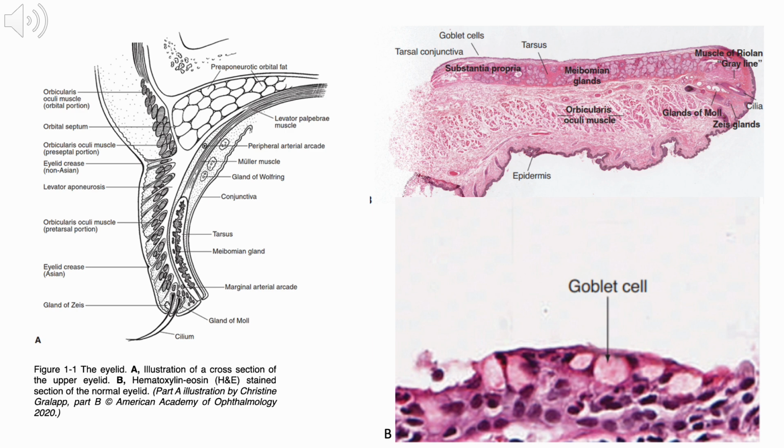On the left, we have a detailed illustration highlighting key structures like the orbicularis oculi muscle, levator aponeurosis, Mueller muscle, and the meibomian glands, along with the arterial arcades and eyelid creases. On the right, we see an H&E stained histologic section that helps us appreciate the cellular architecture, including the tarsus, glands of Moll and Zeiss, and goblet cells within the conjunctiva. Use this moment to orient yourself to these layers before we move forward.